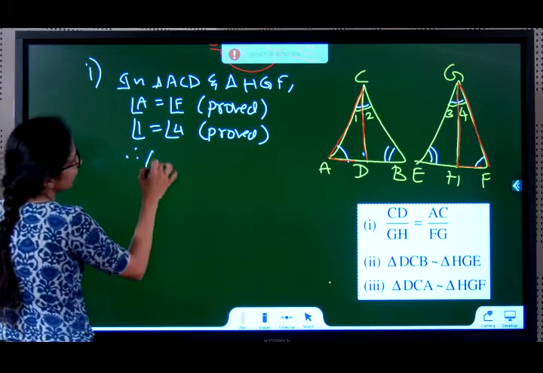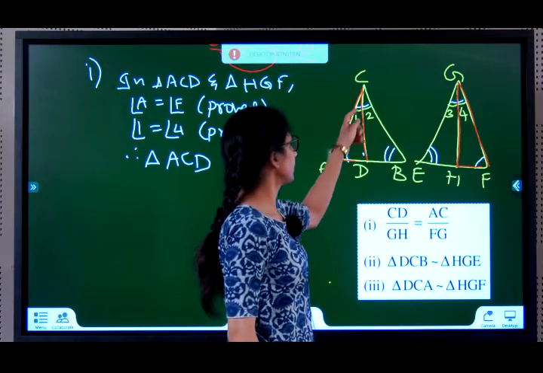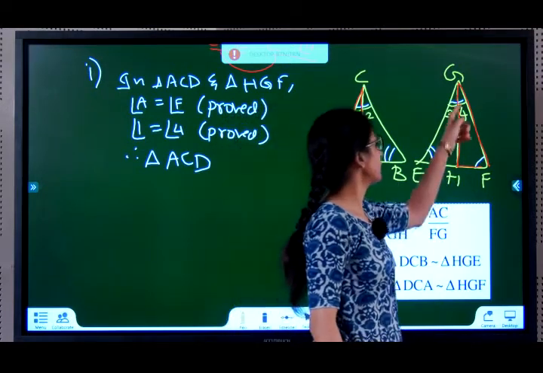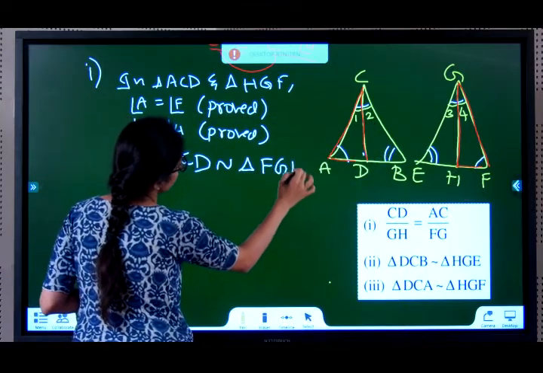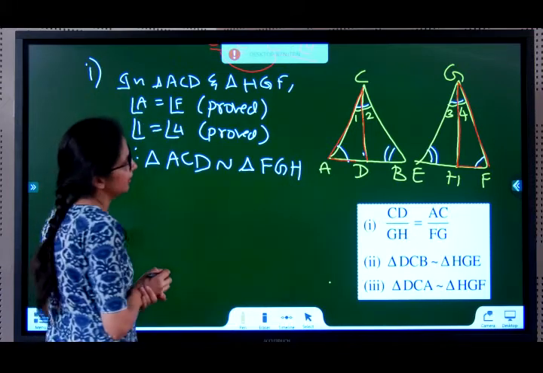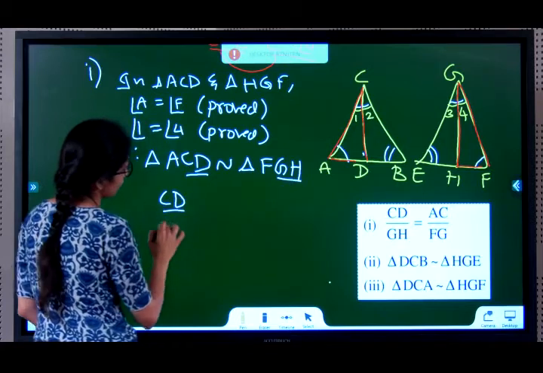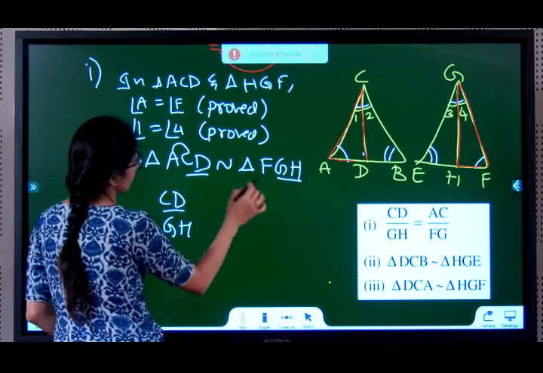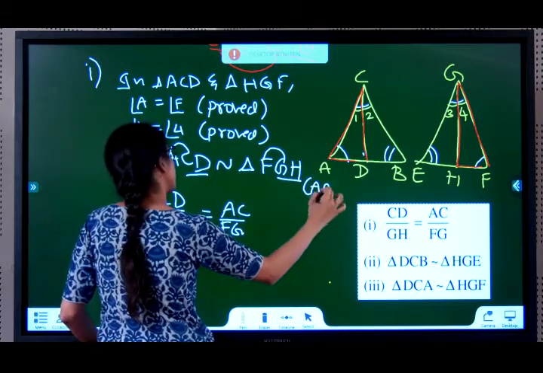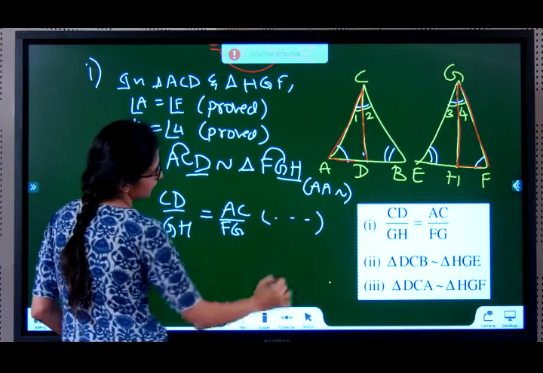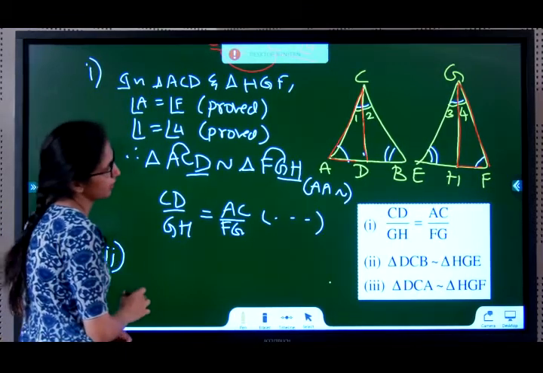Can I therefore say triangle ACD, single line, double line, nothing, single line, double line, nothing, FGH is similar to triangle FGH? Yes. From this I want CD, so this will give us GH. Then I want AC, so this will give me FG. This is AA criteria. This is corresponding sides of similar triangles are proportional. Which now brings us to the second part of the proof.